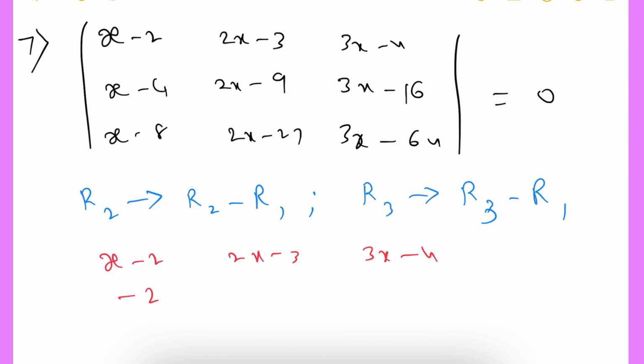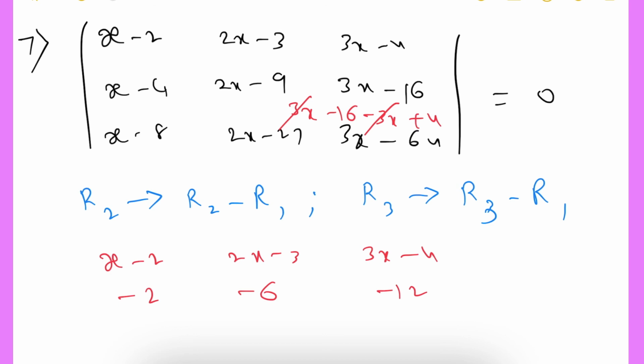The same way next element, R2 minus R3, that is 2x minus 9 minus 2x plus 3. 2x cancel, minus 9 plus 3, minus 6. The same with the third element also: 3x minus 16 minus 3x plus 4. Here 3x cancel, minus 16 plus 4, it is minus 12.